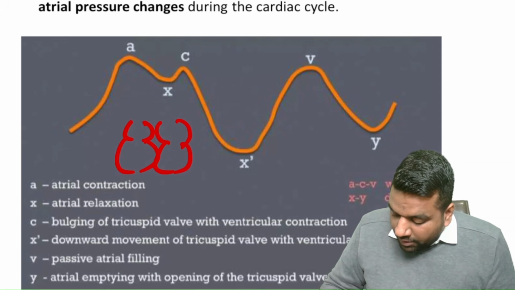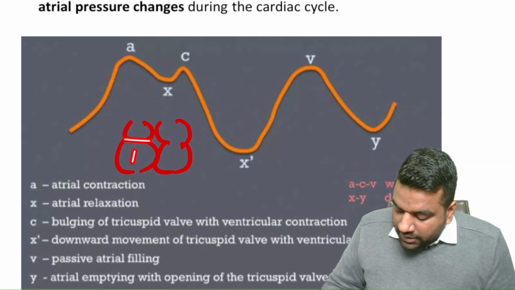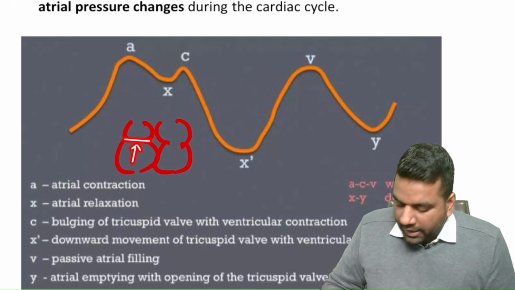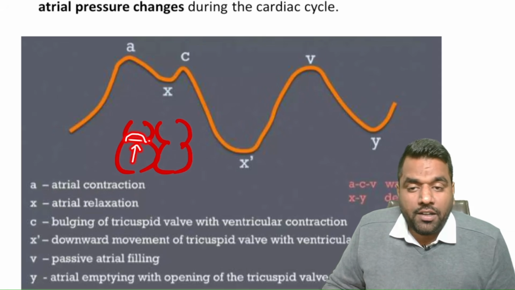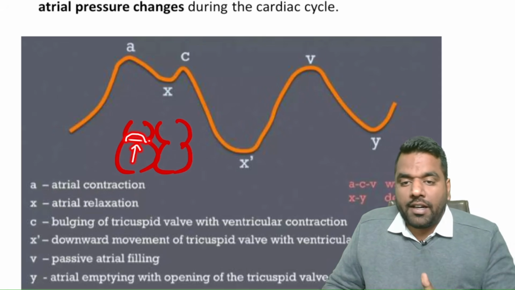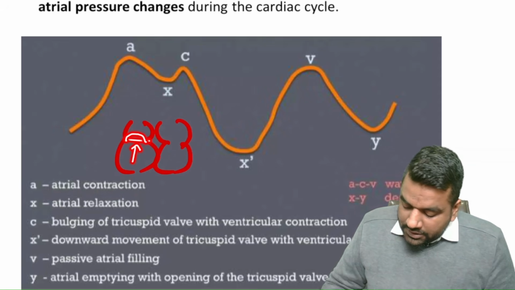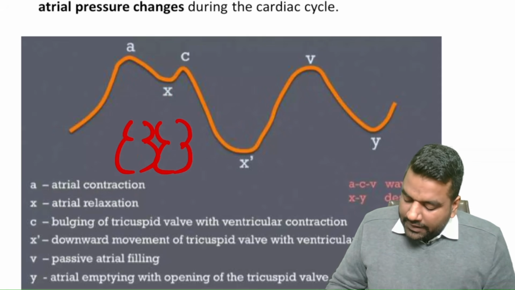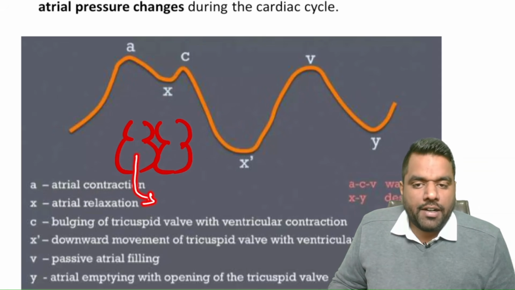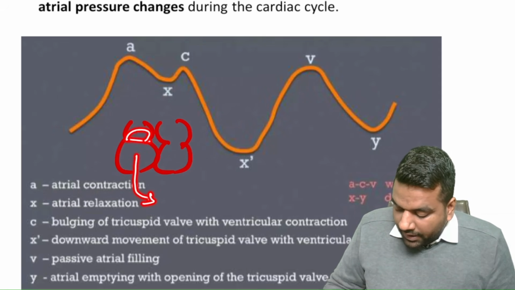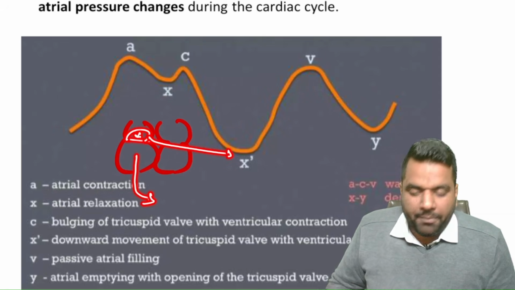Then the tricuspid valve will be closed, and due to the isovolumetric contraction of the right ventricle, the pressure is put on the tricuspid valve, which will lead to bulging of this tricuspid valve towards the right atria. This will show you the C wave, and then your blood is ejected out from this right ventricle. So this bulging will come down, which leads to X prime.